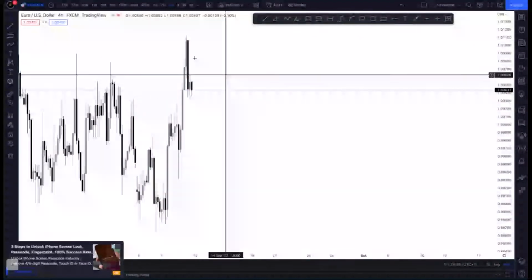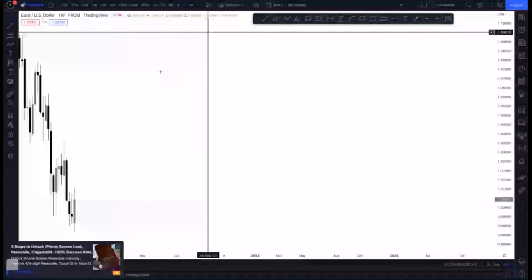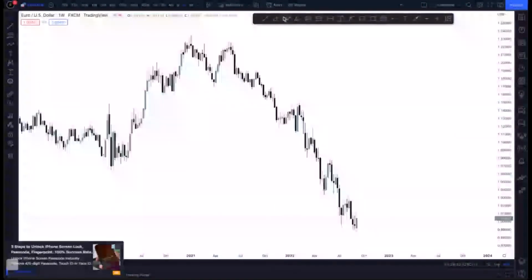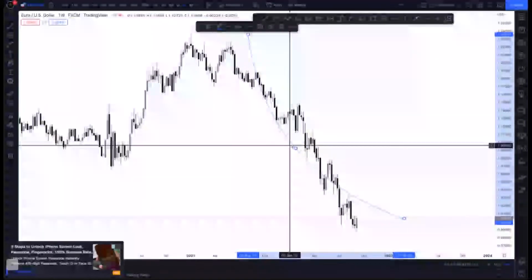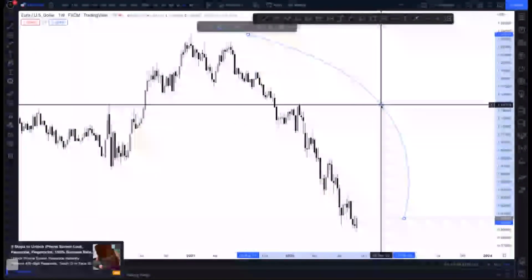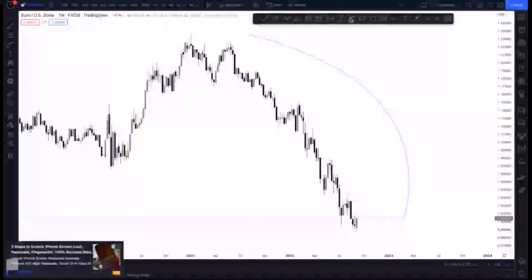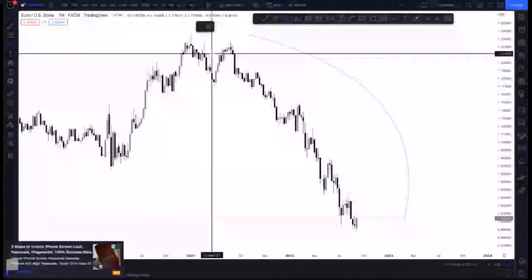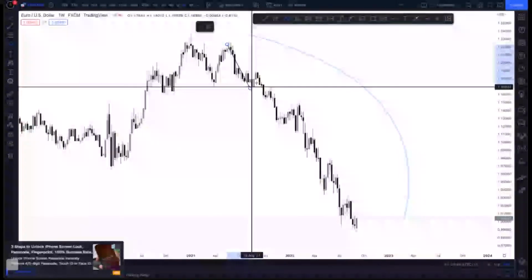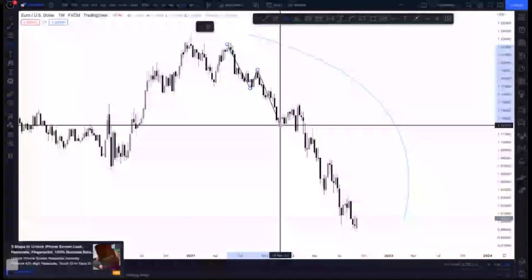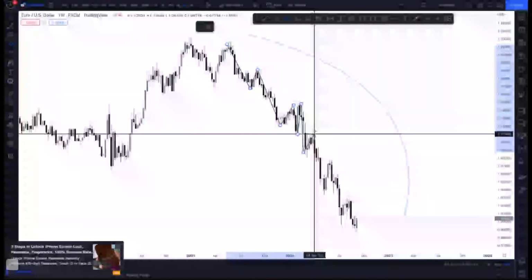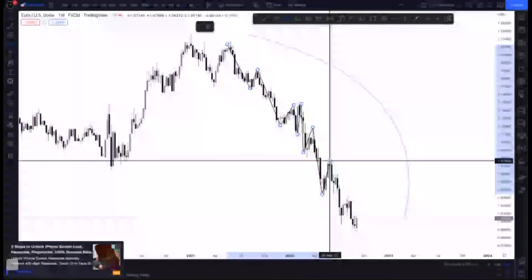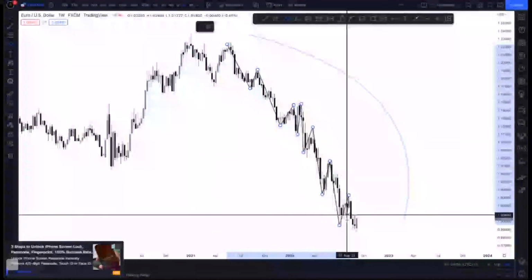Moving to the next pair, which is the Euro USD, we're going to be starting from our 4 hour time frame as always, and on our weekly time frame as always. On our weekly time frame, we can clearly see we are still in a very strong bearish trend, where the market kept on forming a series of lower lows and lower highs.